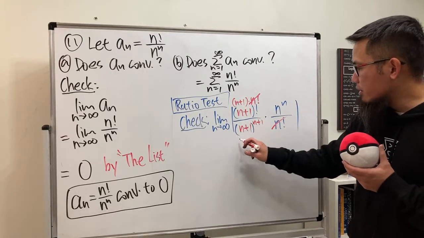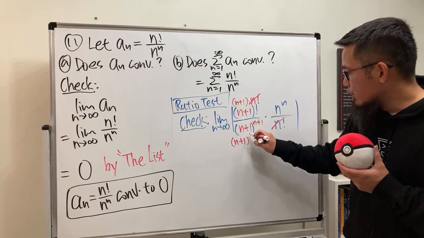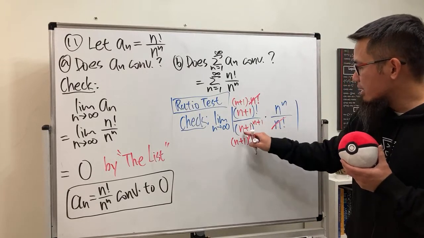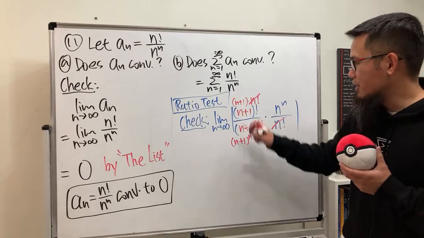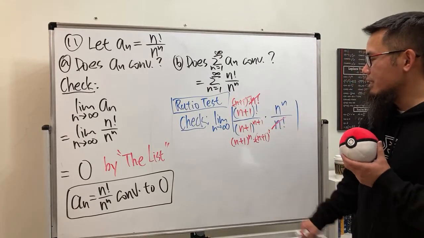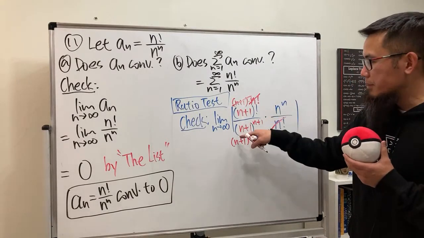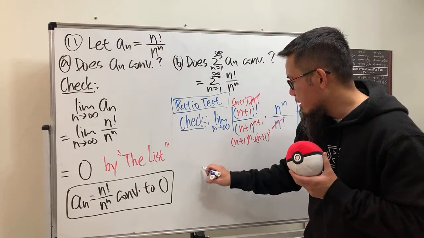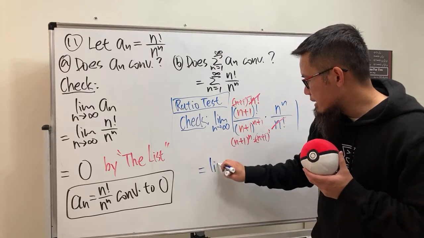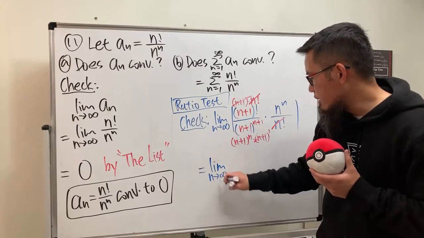Now, fix the exponent here. This is n plus 1 to the n times n plus 1 to the first. Have a look. This and that cancel out. So we have this and that left in the absolute value. But the absolute value doesn't matter because everything inside is positive. So this right here is the limit as n goes to infinity.